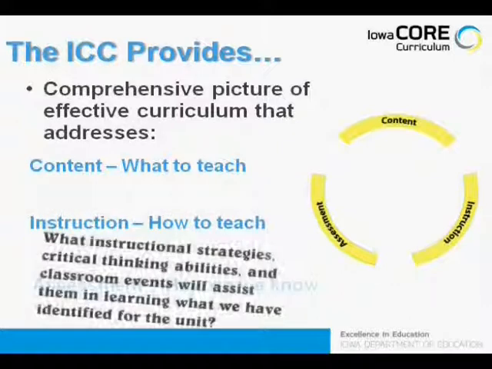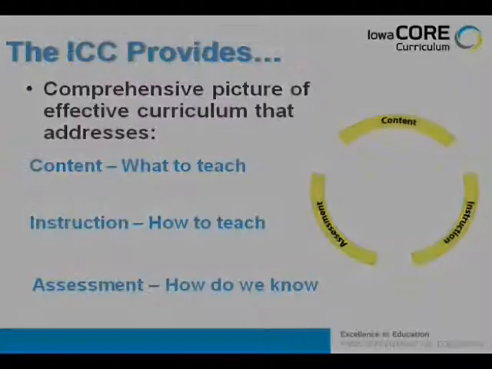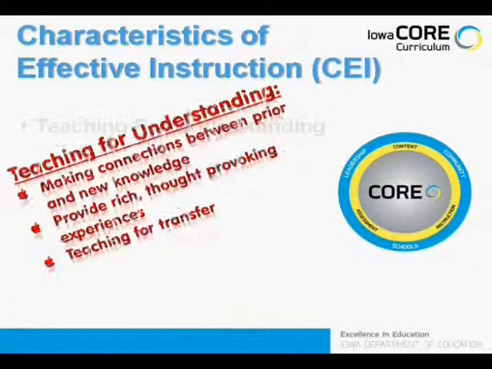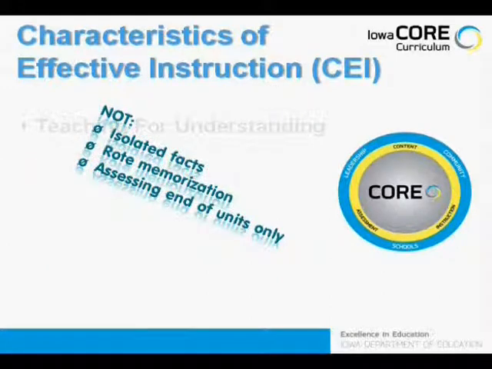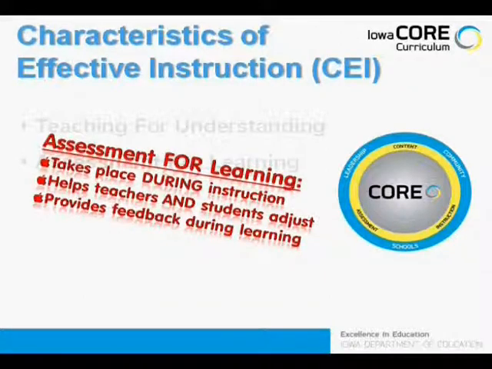And what instructional strategies, critical thinking abilities, and classroom events will assist them in learning what we have identified for the unit? While it is important for leadership and community to support these efforts, ultimately quality, passionate classroom teachers are key to successful implementation of the Iowa Core Curriculum. Facilitating student learning involves deep understanding and artful use of instructional strategies. These are 5 characteristics of effective instruction that have been identified by the Iowa Core Curriculum as forming the foundation of our professional learning. Included here are brief statements of what each characteristic is and also what it is not.